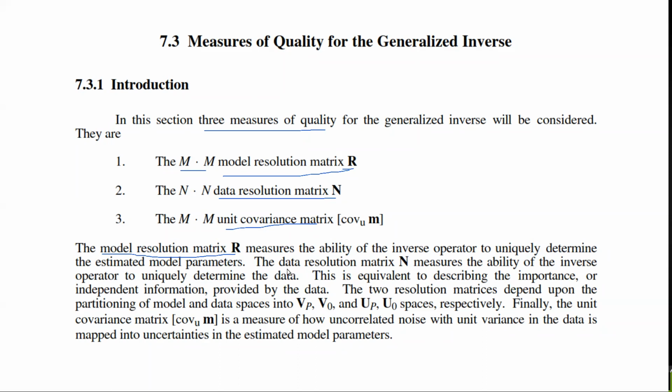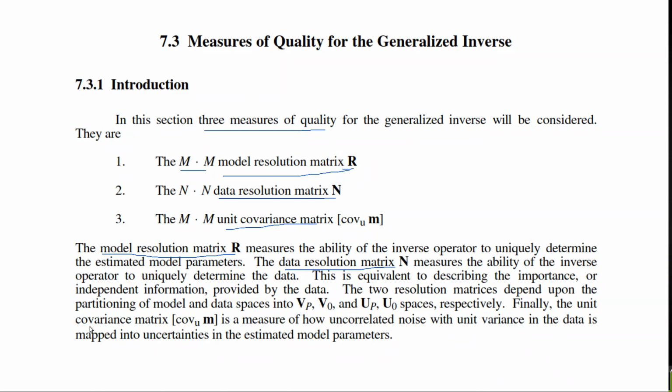And the data resolution matrix N measures the ability of the inverse operator to uniquely determine the data. So the data resolution matrix tells us which data provides the most information, or where the most important information in the data is coming from. We can know that from the data resolution matrix.